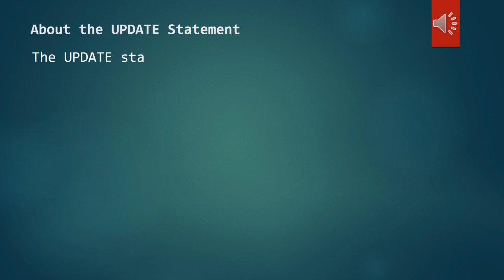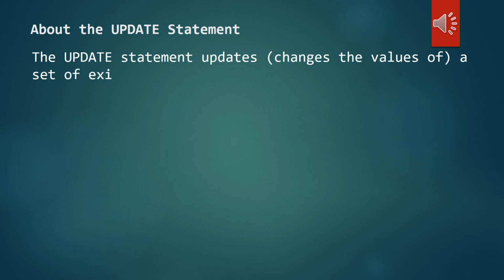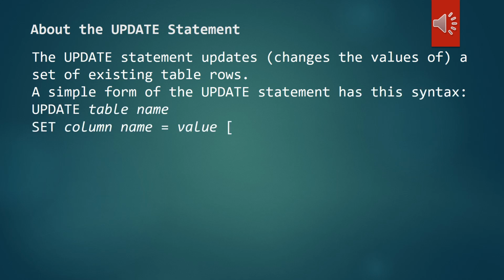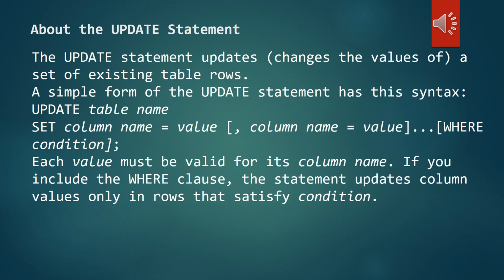The update statement updates, changes the values of a set of existing table rows. A simple form of the update statement has this syntax: update table name set column name equals value, column name equals value, where condition. Each value must be valid for its column name. If you include the where clause, the statement updates column values only in rows that satisfy condition.